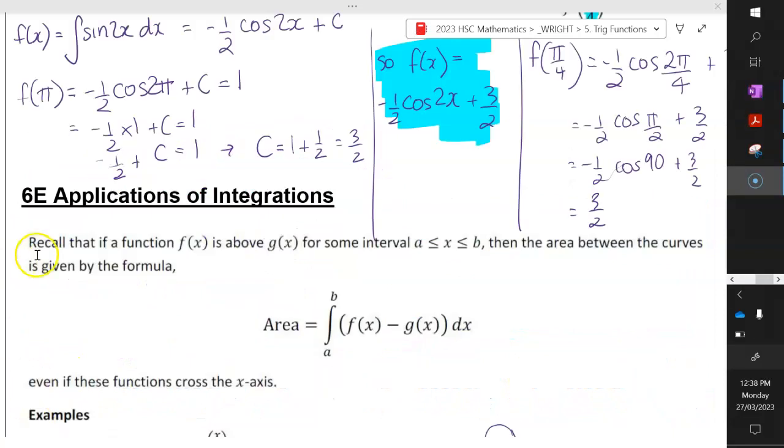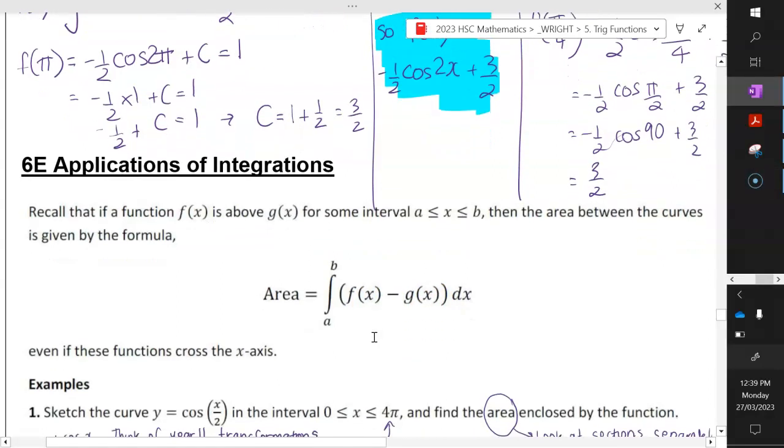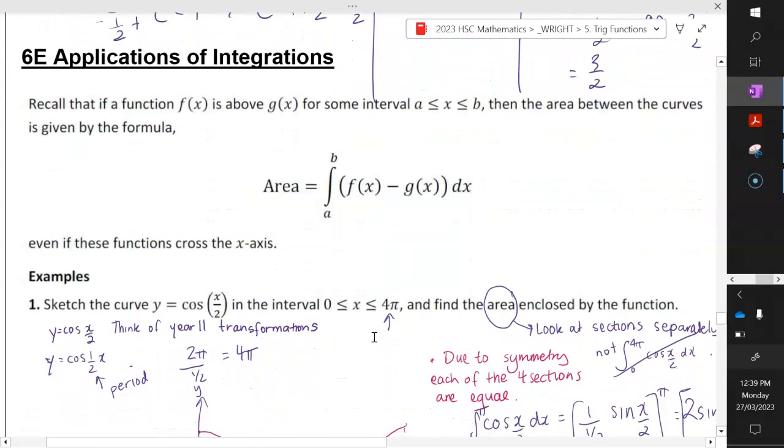So back to our notes, we're going to recall that if a function f of x is above another function g of x for some interval within the x values, then the area between the curves is given by this formula. The integral between those two values that we're looking at, and it's the first curve or the top curve minus the bottom curve. We looked at that a lot. This is still going to apply in this section, and you will need to understand that throughout the rest of the course.